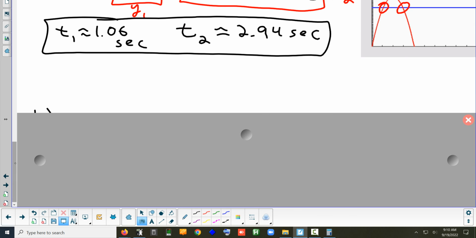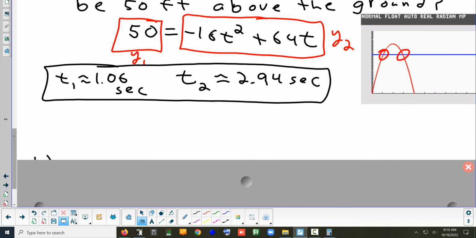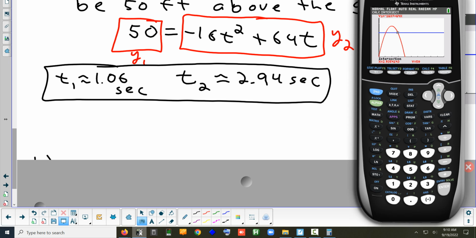Any question on how we did those intersects? Wait, so how do you get the 0.94 minus the 1.6? You have to do second calc intersect again, but you have to move your cursor closer to the other one. Because the calculator can only give you one at a time. Okay. You're welcome.